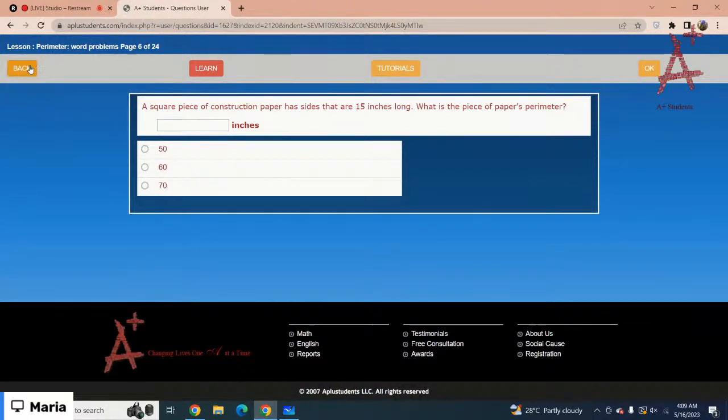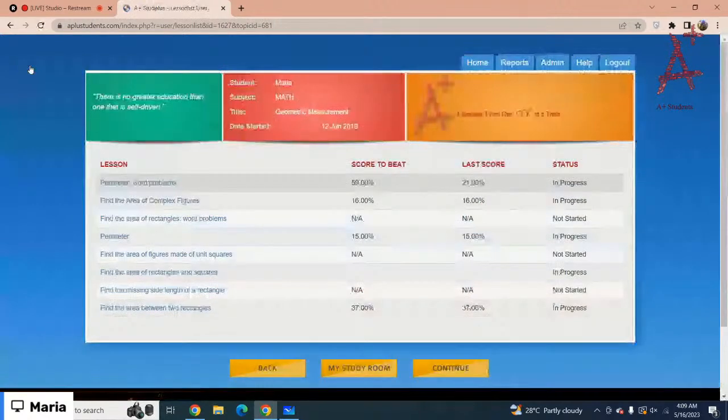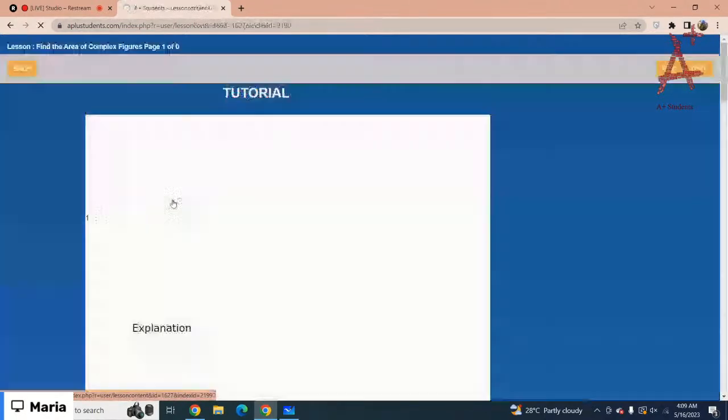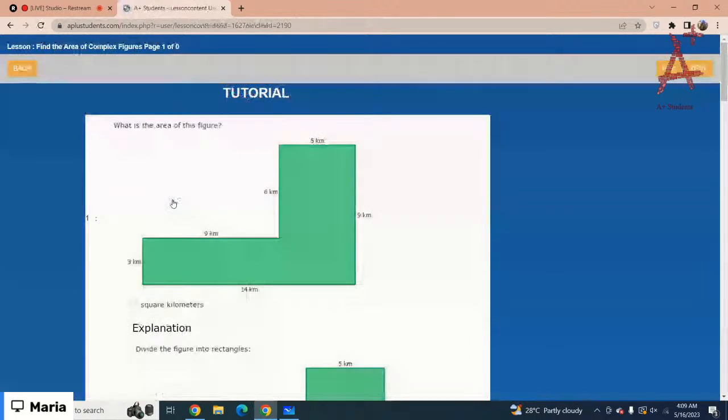Okay, you can complete the test by yourself later today. Let me just move on to the next lesson. The next lesson would be find the area of complex figures. Let's just start with the next lesson. Okay, here is the complex figure. You have to calculate the area.